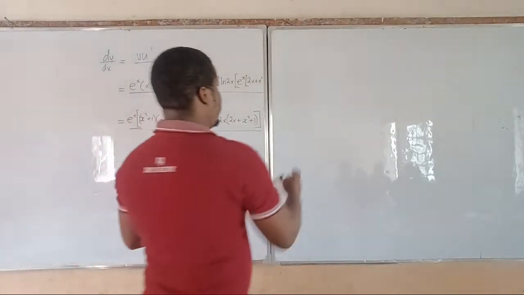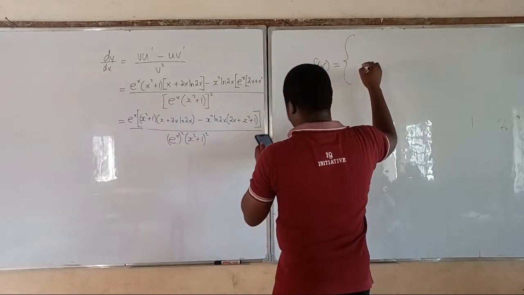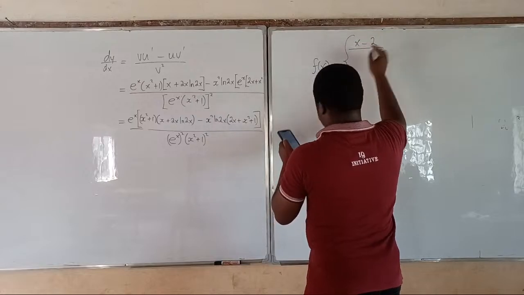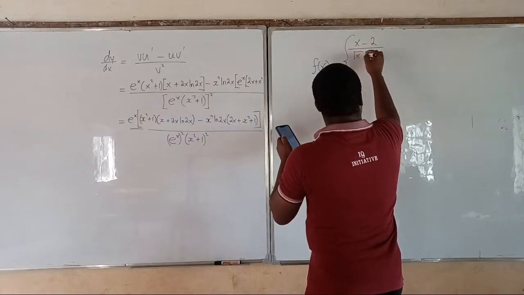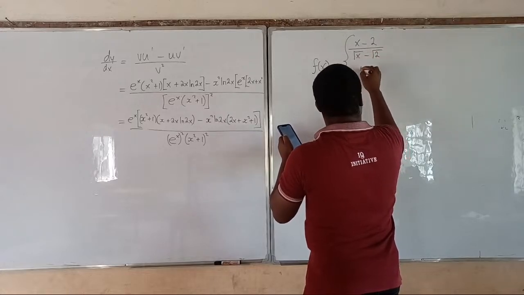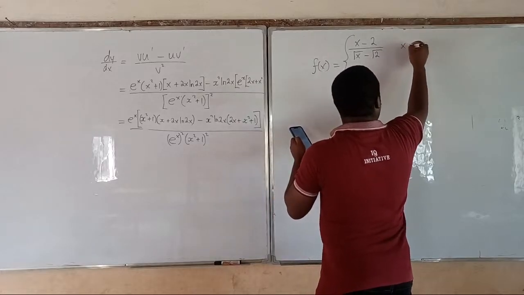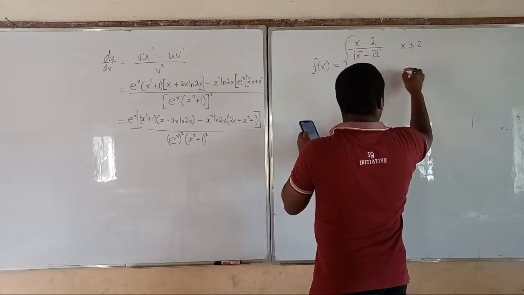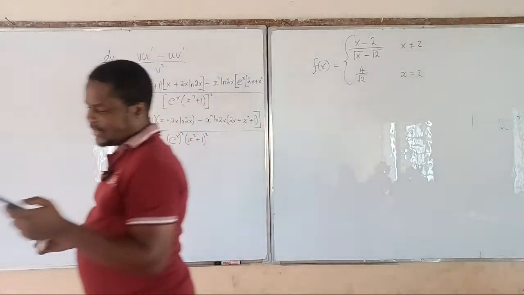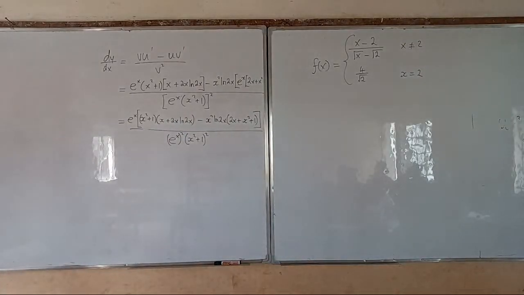So the question is f of x is equal to the piecewise function. So we have x minus 2 over root x minus root 2. Here we have 4 over root 2, when x is equal to 2. I remember doing this question yesterday. Okay. So discuss the continuity of the function, that one. And then it looks like that.